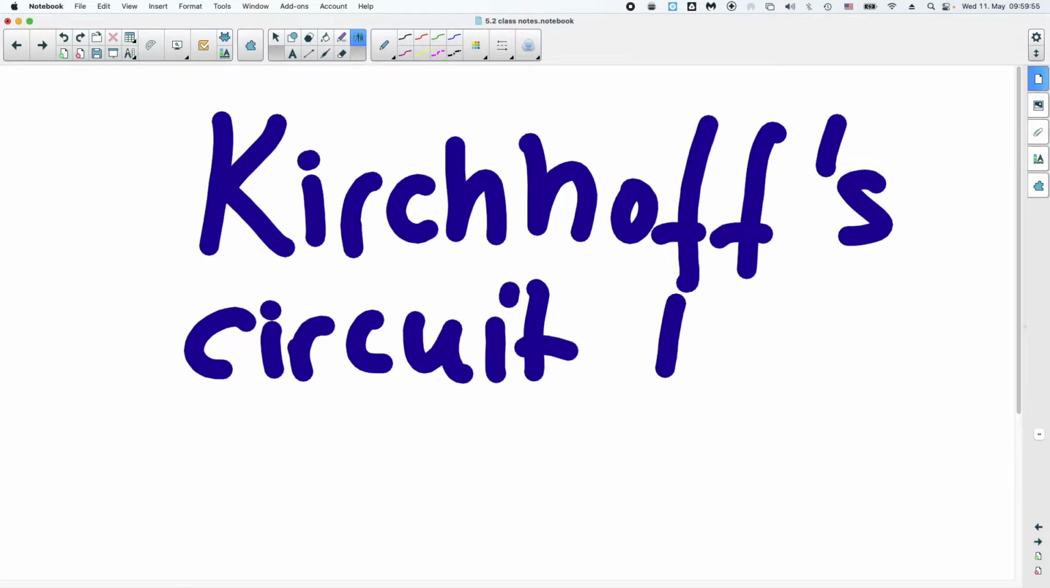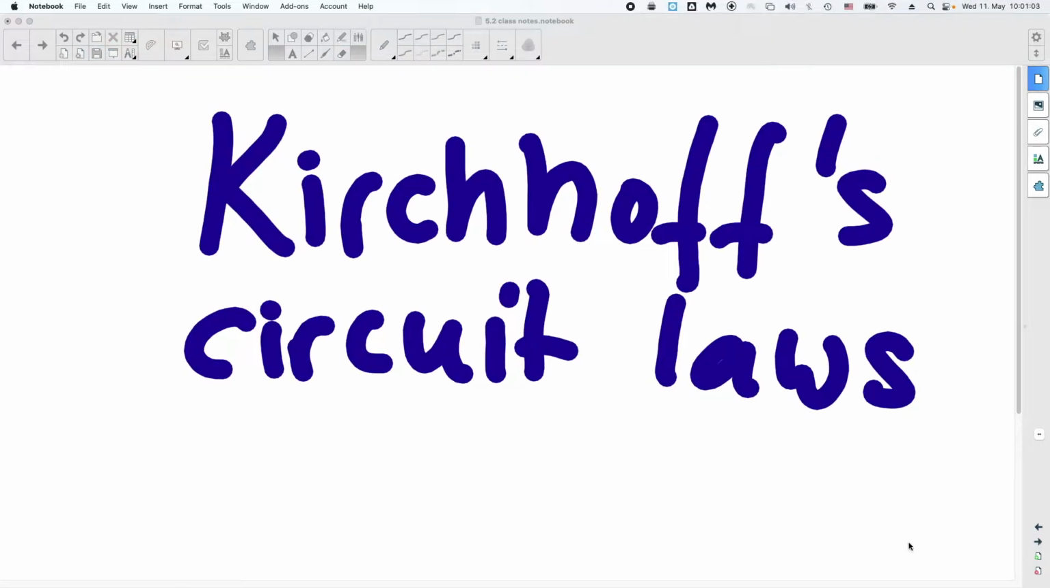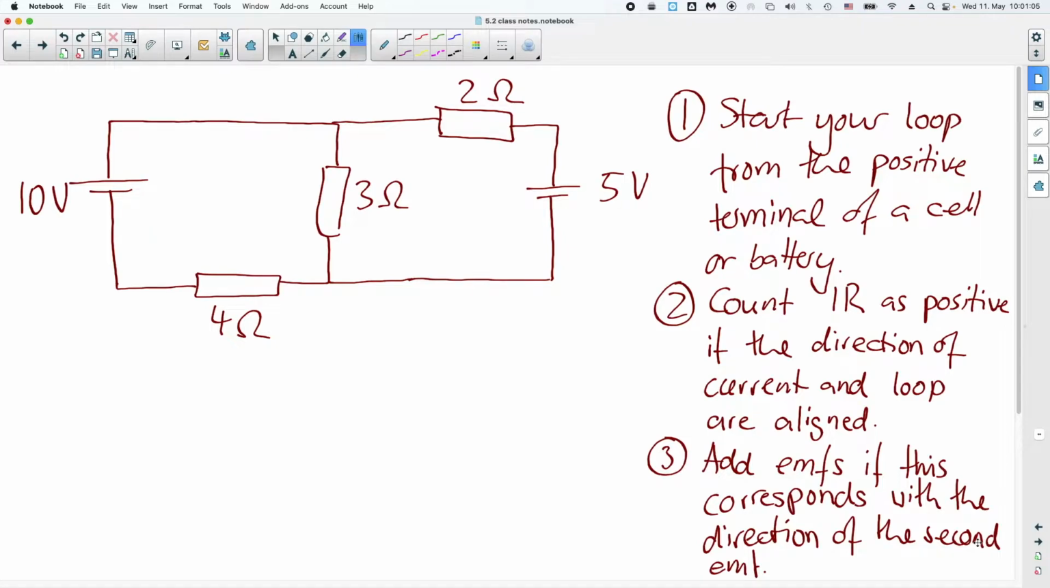Kirchhoff's circuit laws. If you're watching this video, you're probably familiar with Ohm's law, with potential dividers, and you can calculate currents and potential differences for simple circuits. Now, Kirchhoff's circuit laws are actually used to calculate more complex circuits, to calculate the currents and the potential differences. The IB limits this to just two source-carrying loops, so quite simple.